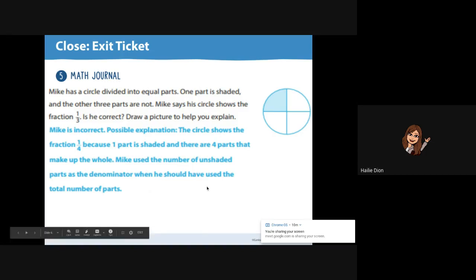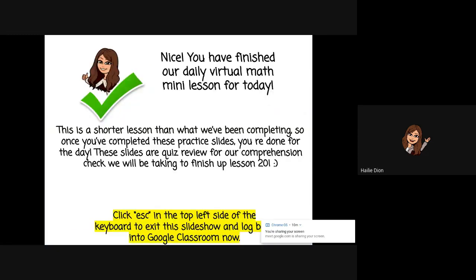So make sure when you're reading problems like this, you are being very careful. This was tricky because it just told you 1 part is shaded and the other 3 parts are not. You might have a question like that on your comprehension check tomorrow that tries to trick you. Make sure you're reading everything slowly and you're really paying attention to what the picture is saying. If you need to, you can always draw a picture on a piece of scrap paper or in a notebook, whatever helps you the best. And with that, you are done with math for today.